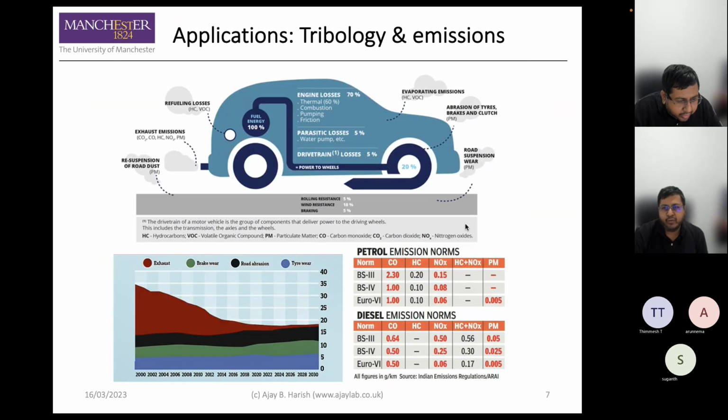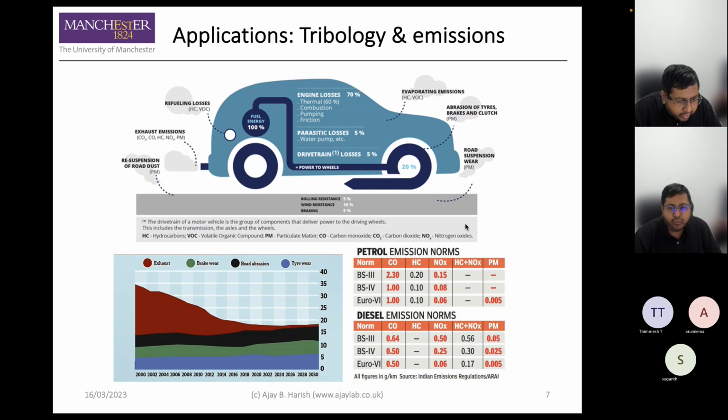Some of the projects that we are running, just to give you a flavor of what's been done: one of the things that I started with my PhD was to look at tribology and emissions. We have a lot of norms with regard to the exhaust emissions that are coming out from the tailpipe. But when we look at non-exhaust emissions, which are essentially brake wear and tire wear, there are literally no emission norms. So we don't really have any measure or control of what types of materials are used and how these are determined.